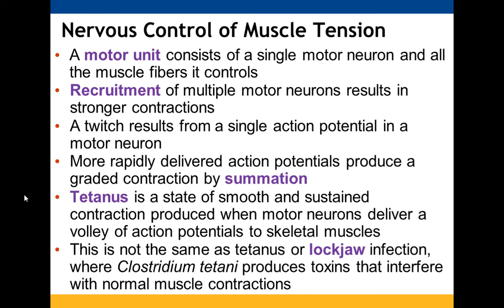Tetanus is, we're going to talk about the difference between this and the vaccine that you get. It's a state where you have smooth and sustained contractions because your motor neurons are delivering a volley of those action potentials to your skeletal muscles. So it's allowing things to continue to take place. The tetanus that you take a vaccine for is caused by the bacterium Clostridium tetani, which makes toxins that interfere with those contractions.